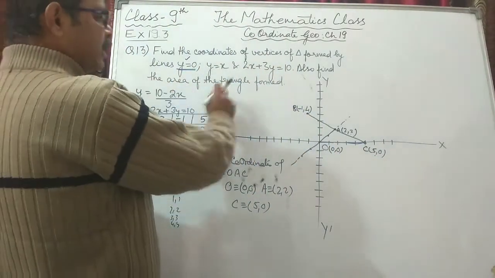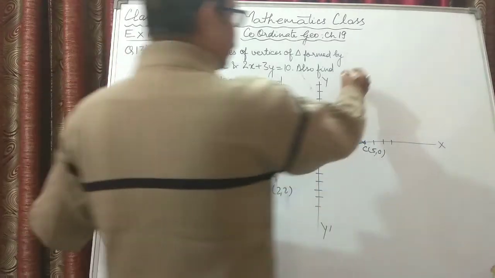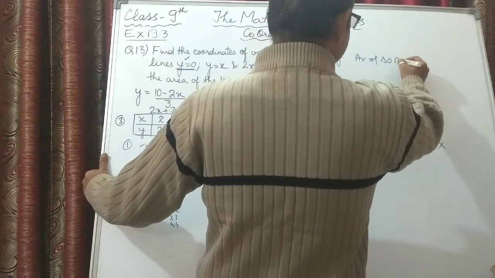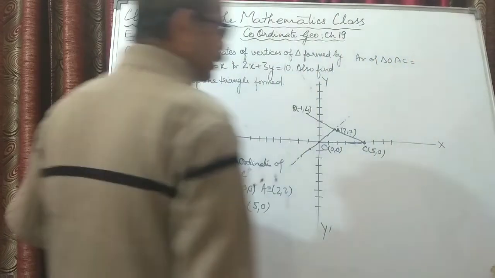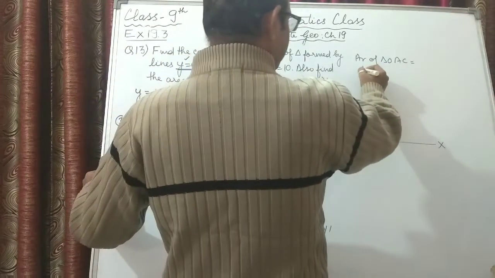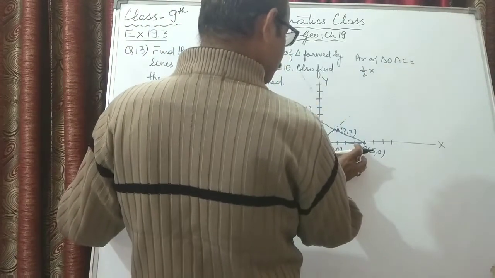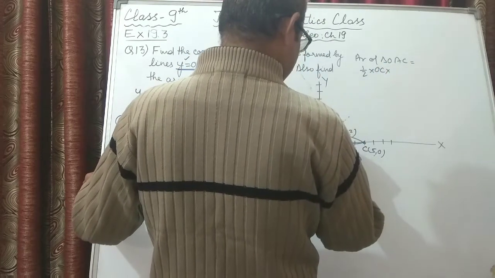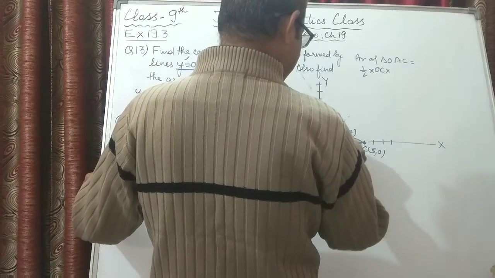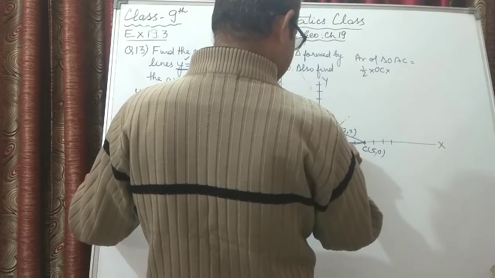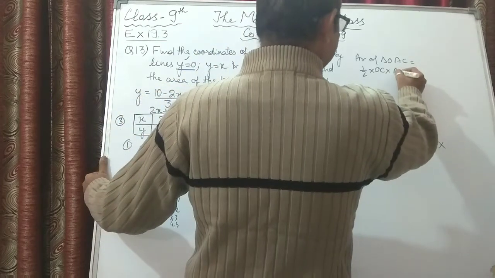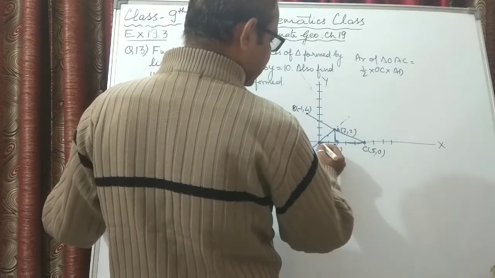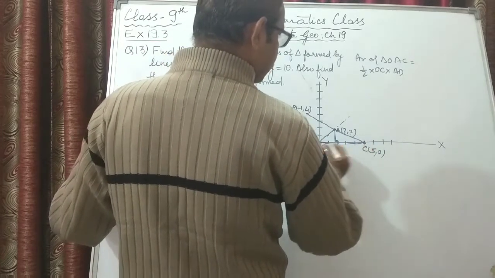Then they say also find the area of the triangle. So now we will be finding the area of triangle OAC. We know that the area of any triangle is half into base into height. So half into base, the base is OC, and the height will be this perpendicular height. Let us say this is point D. So we can say AD. Now OC is what? 1, 2, 3, 4, 5. The value on the x-axis is 5 units. So this length OC becomes 5.